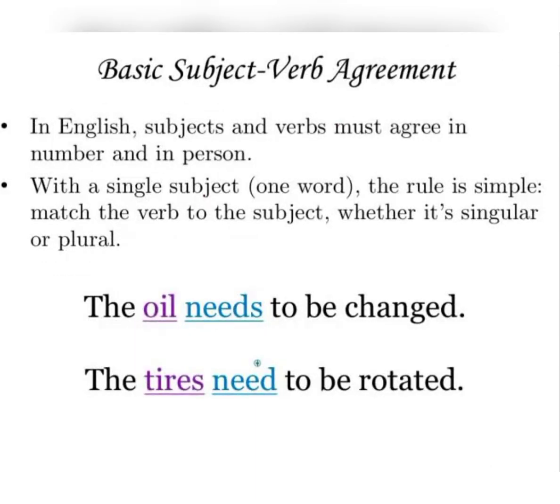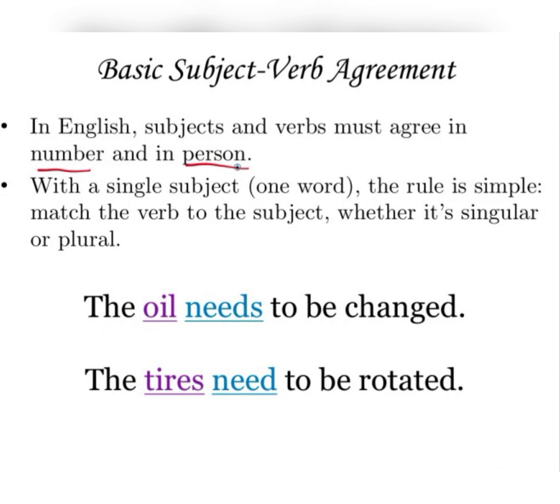All right, basic subject-verb agreement. In English, subjects and verbs must agree in number and in person. Now remember, number is whether it's singular or plural, are you talking about one thing or many things. And person: first person, I, me; second person, you; third person, he, she, it, they. So, verbs change form according to number and person, sometimes, and so they have to agree with their subject, whatever it is.